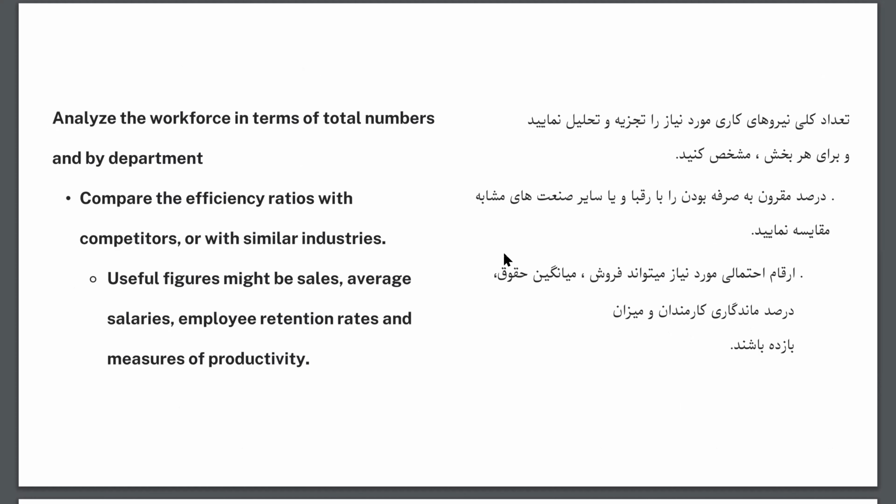And then analyze the workforce in terms of total numbers and by department. So this is going into if you are scaling to a much larger company.